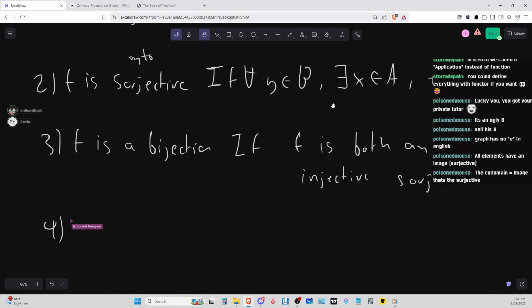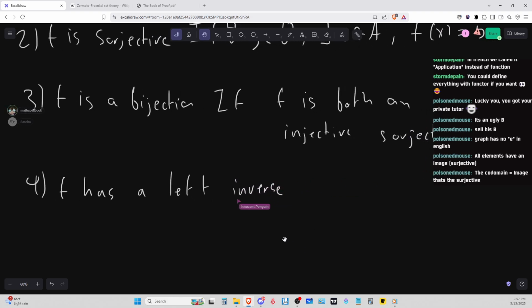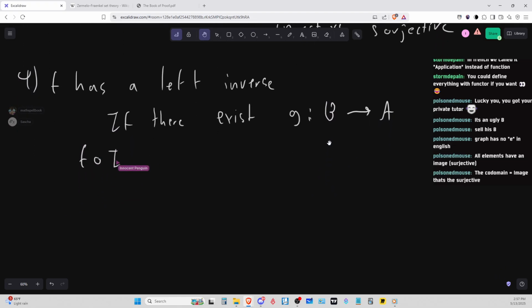Okay, so there is also the notion that people talk about. F has a left inverse if there exists a G that goes from B to A, such that G after F is equal to the identity on A. This one was something new when I read this part out. I've never heard of a left and a right inverse.